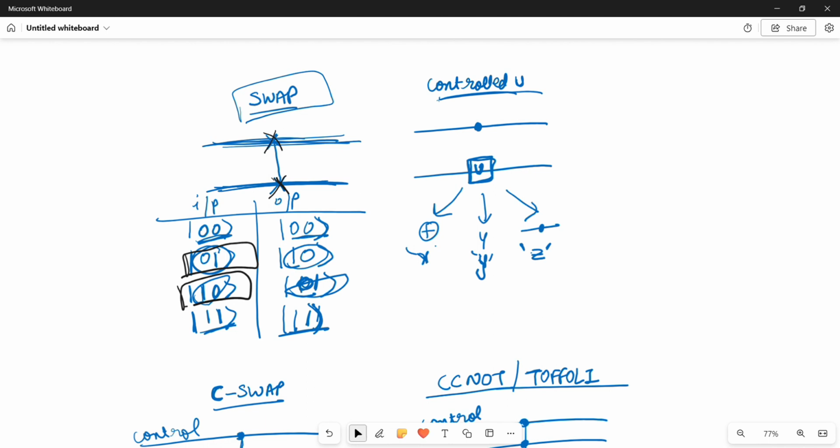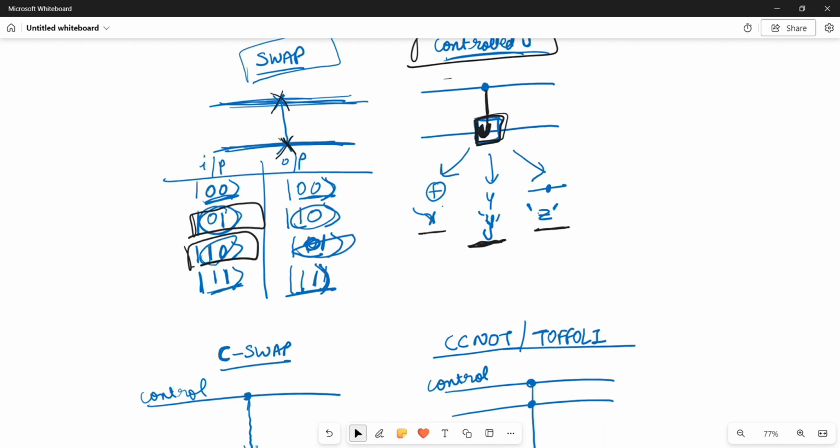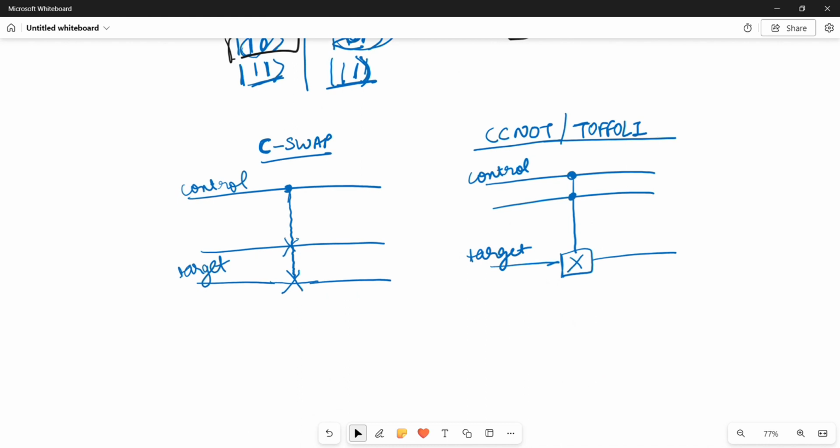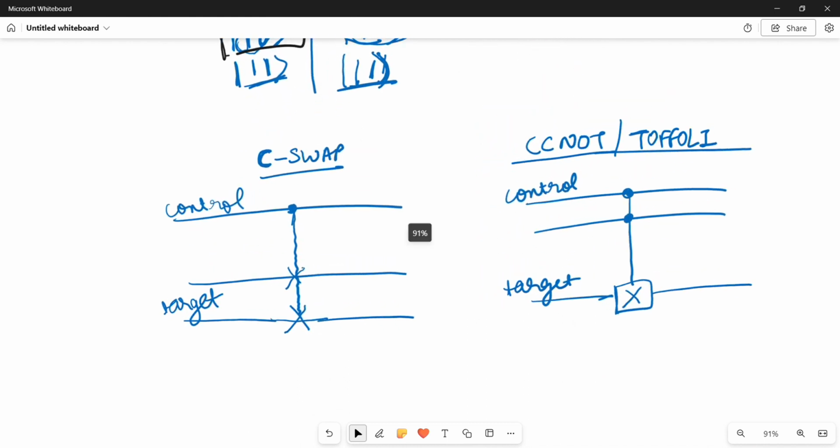Controlled U is where you have a controlled U line, where this is your control and this U line is the target. You can replace U with your X gate, your Y gate, or your Z gate, whatever you need, or Pauli gates, and that becomes your controlled U gate. For this one, you need not learn the truth table, just understand what it is. That's why I have given it.